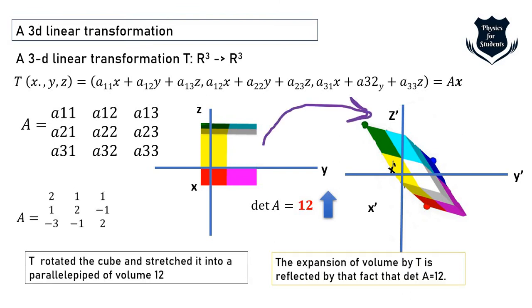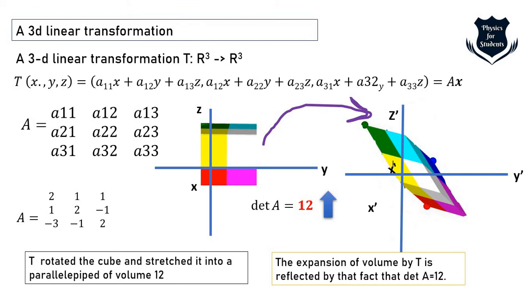Here you see I have written on the right hand side, the expansion of volume by T is reflected by the fact that the determinant of A is 12. T rotated the cube and stretched it into a parallelepiped, which is on the right hand side of the screen, which I have marked in purple, and it has a volume of 12. So the volume expands by a factor of 12. Since the determinant is positive, it preserves the orientation. Because the determinant of A is 12, it preserves the orientation. What would have happened if the determinant were negative? Well, I am not going into this part.